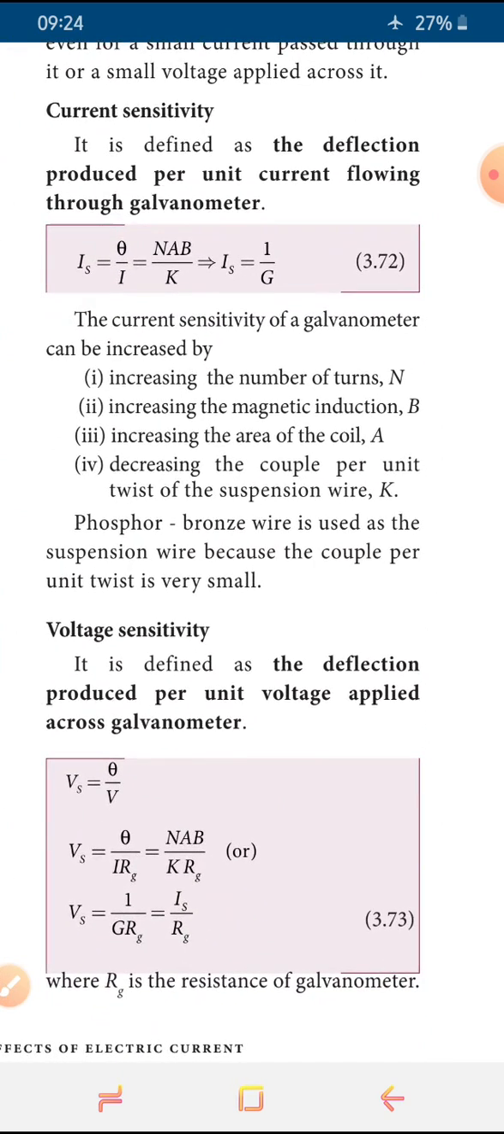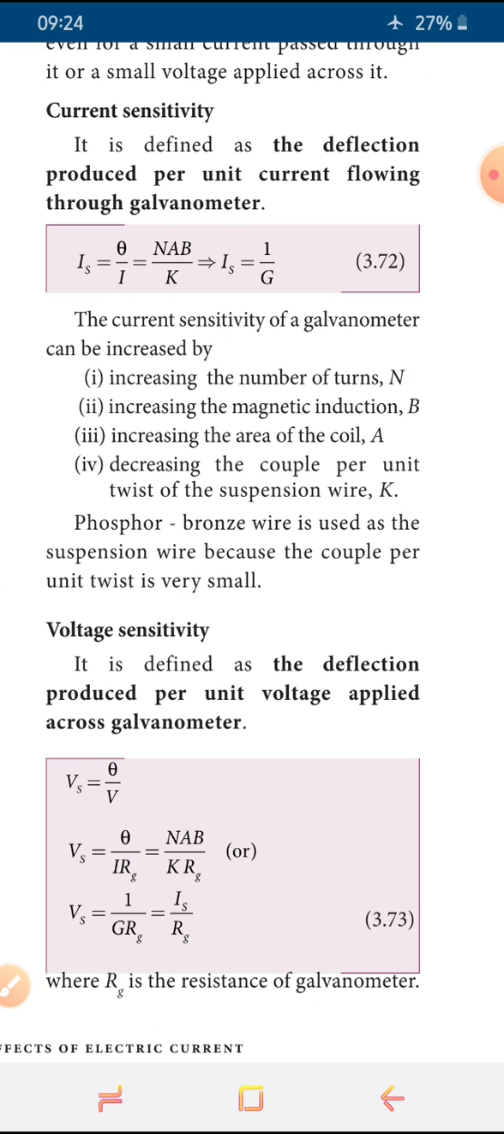Voltage sensitivity is defined as the deflection produced per unit voltage across the galvanometer. We can write the formula: voltage sensitivity Vs = theta divided by V. Again we are going to use the moving coil galvanometer derivation equation, and before that we substitute Ohm's law. What is Ohm's law? At constant temperature, the potential difference is directly proportional to the current in a particular conductor. So V = IR.